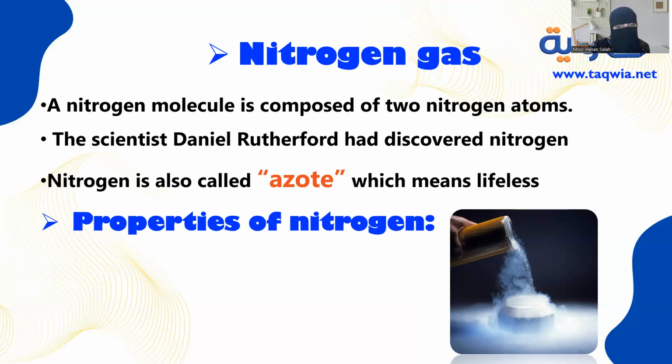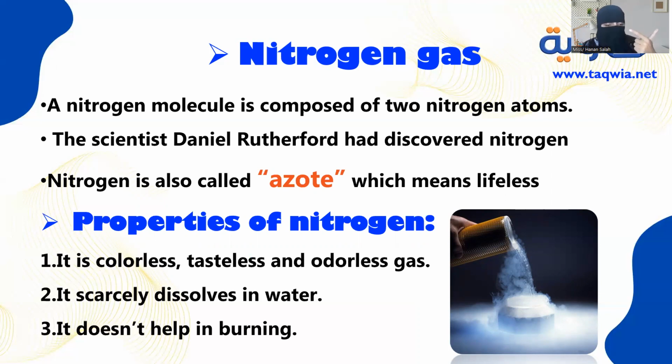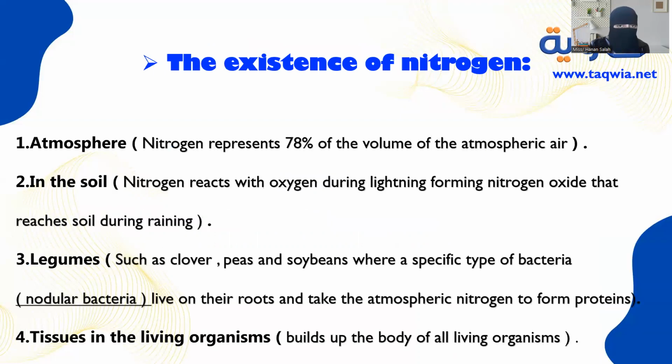What about the properties of nitrogen gas? Nitrogen gas scarcely dissolves in water, and it is colorless, tasteless, odorless, and doesn't help in burning. What about the importance or extent of nitrogen gas? It appears in the atmosphere by 78%. So we can say the main source of nitrogen gas is the atmosphere.